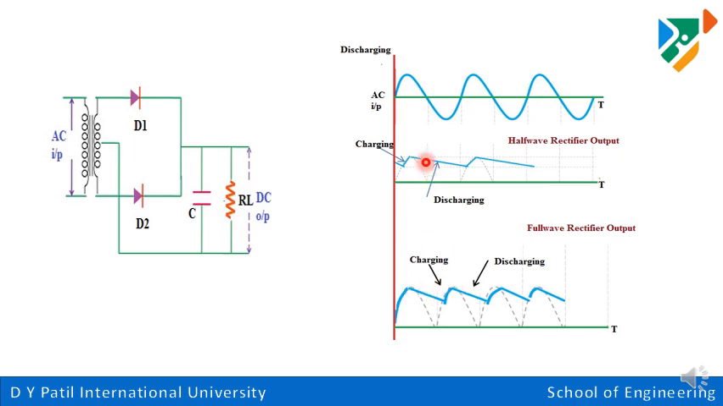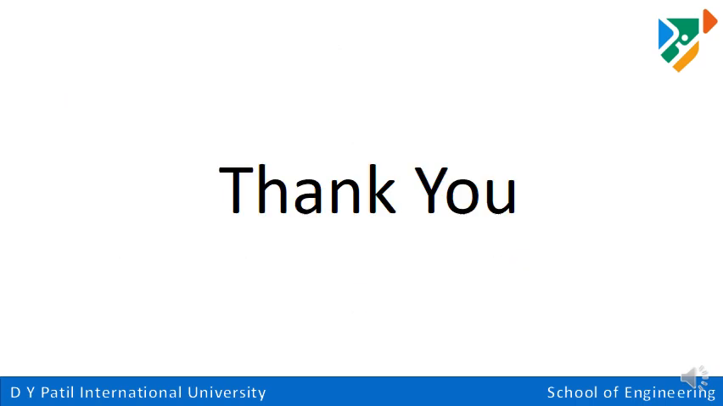So see, this is the comparison between the half wave rectifier output and the full wave rectifier output. Here in the half wave, during the negative cycle no diode is on, so the discharging time is greater. While in the full wave, the capacitor charges, discharges, charges, discharges. So this is the comparison between the half wave rectifier with filter and the full wave rectifier with filter output. Thank you.